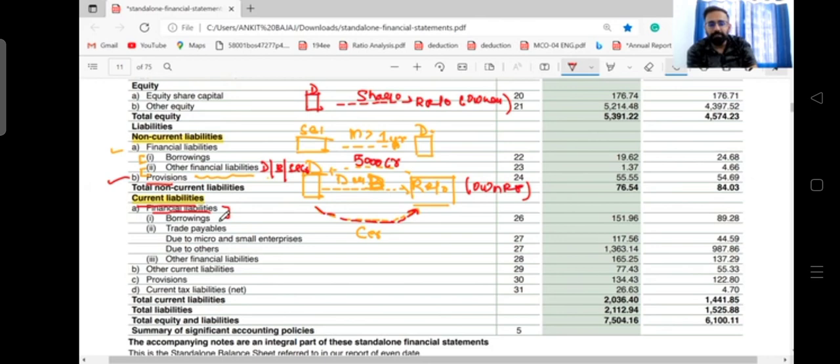Other financial liabilities could be where the company has issued some securities whose maturity period is less than 1 year. And other current liability is given separately. This is other financial liability and this is other current liability.